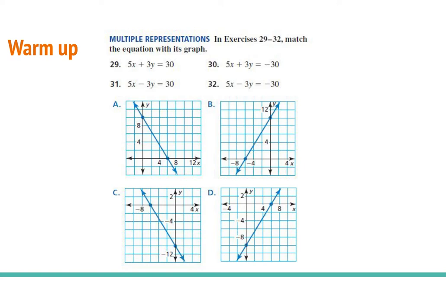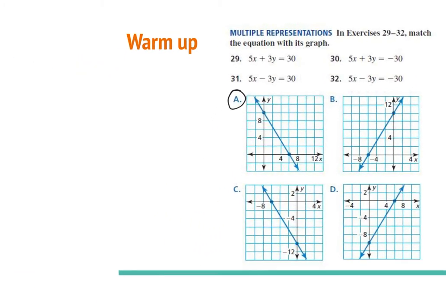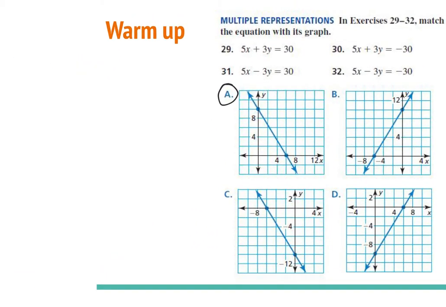What did you guys get for 29? Which of those graphs matches up with 29? Brady? You got D? Nick, what'd you get? A. Nick, how'd you get it? Very good. Are these in standard form?